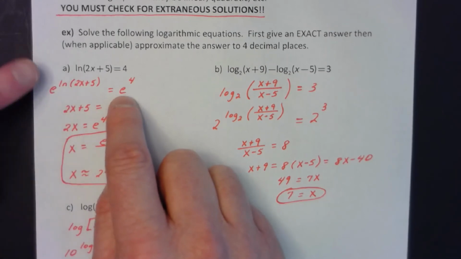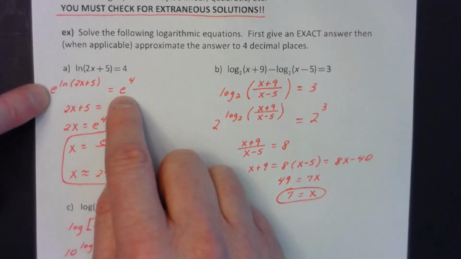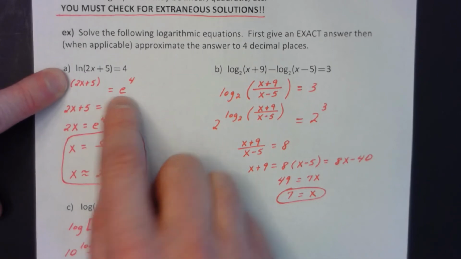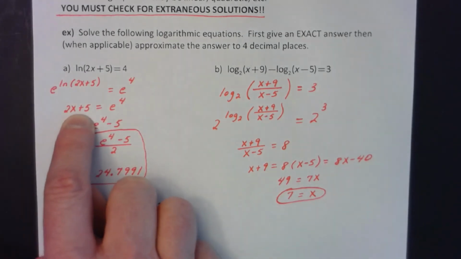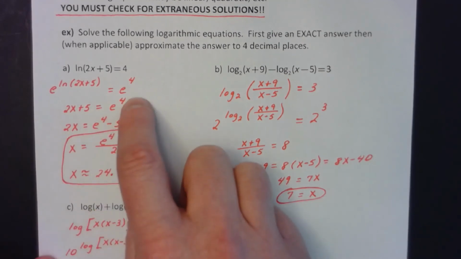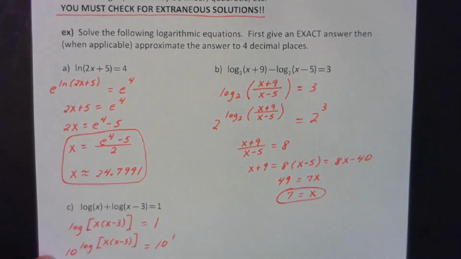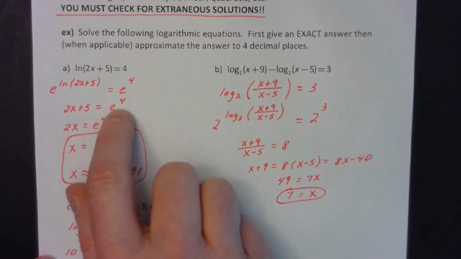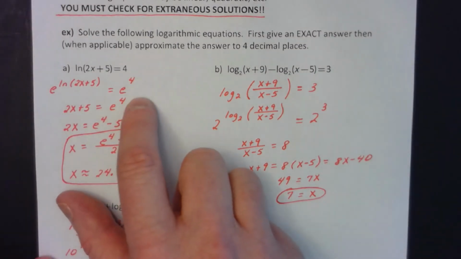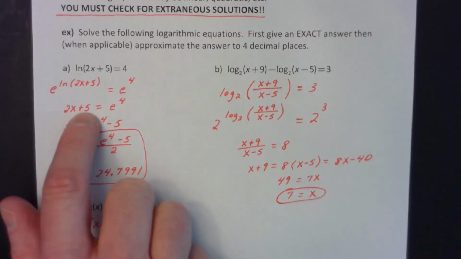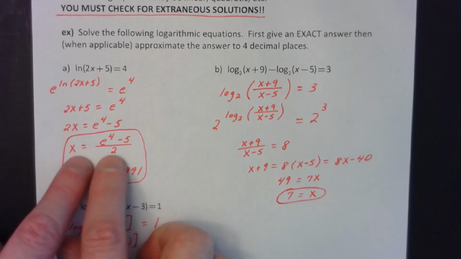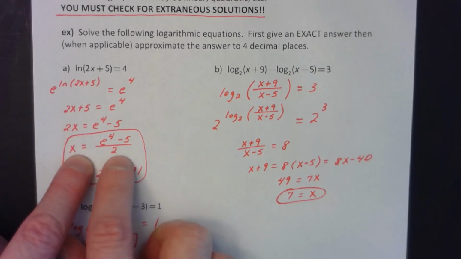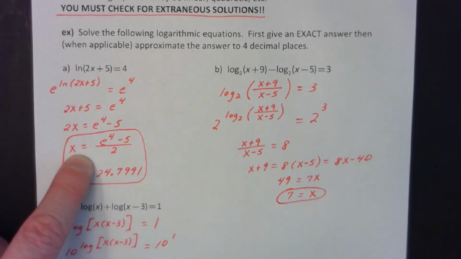Now on the left-hand side, though, it simplifies because exponential base e and log base e are inverse functions. They cancel. I just have 2x plus 5 is equal to e to the 4th power. I want to get an exact answer, so I cannot evaluate e to the 4th power yet. I solve for x. Subtract 5 on each side. 2x is equal to e to the 4th minus 5. Thus, x is going to equal e to the 4th minus 5 over 2. That is your exact answer.